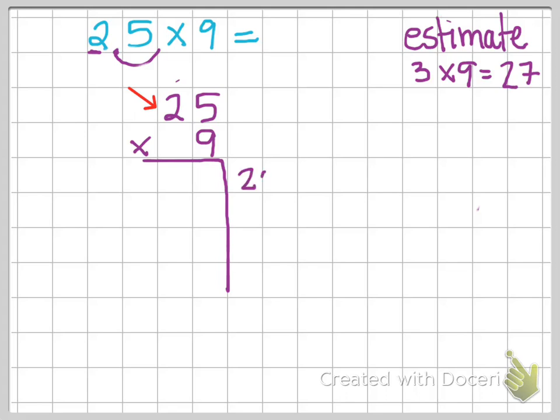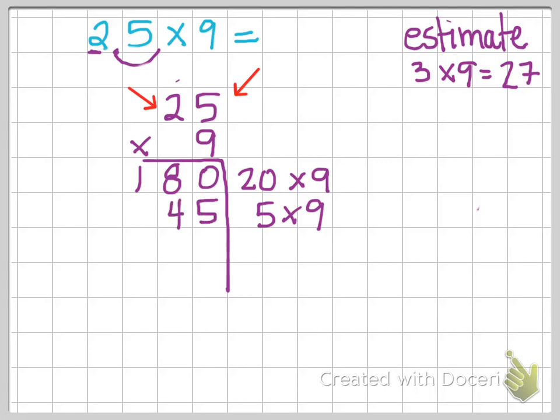Alright, 2 is really 20 nines. And then 5 nines. Let's multiply those together. 20 times 9. 5 times 9. Remember, you can tell me the answer at the computer screen. Alright, there's our partial products. Let's put those all together. 5 in the ones place. 12 in the tens place. Carry the 1. Alright. So, when we multiplied, we got 225.